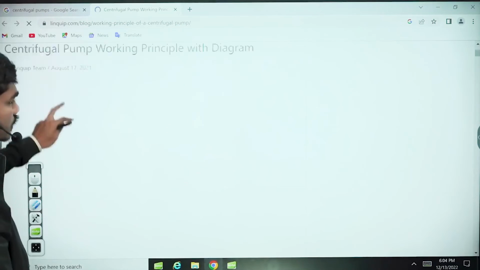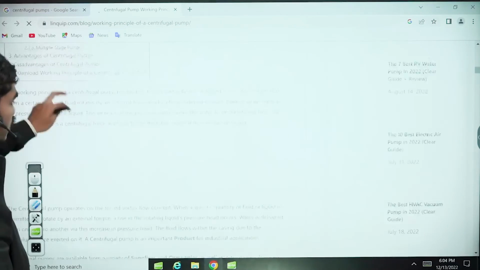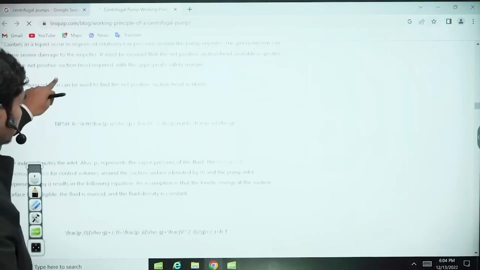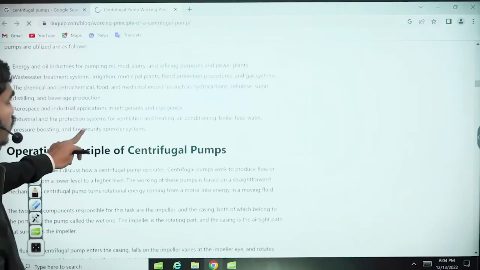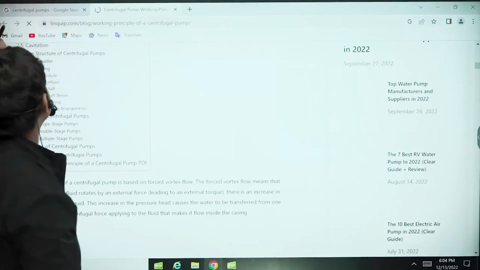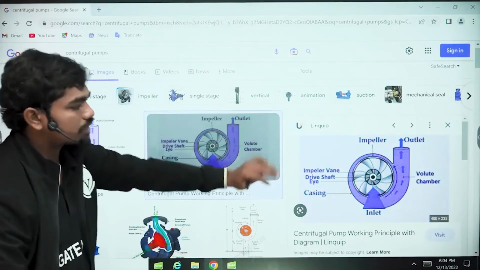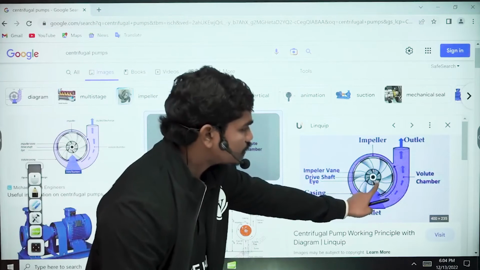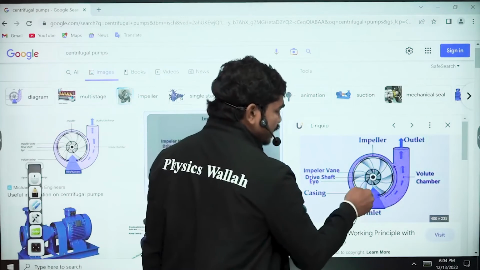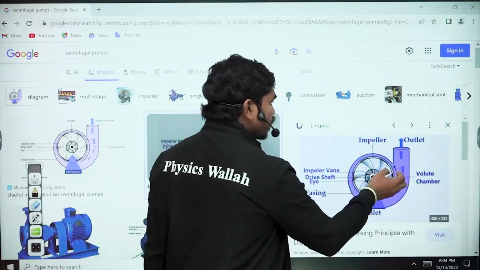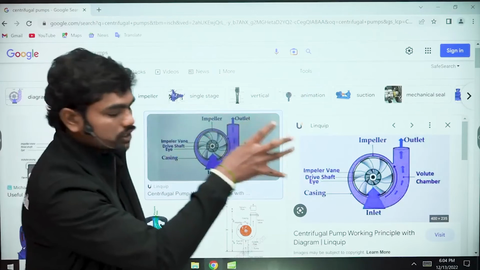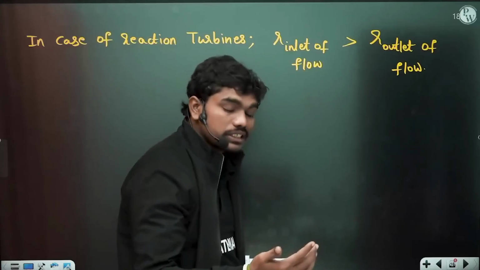Maybe the diagram is taking some time to get loaded. But the main idea is, I'll explain somewhere here where we can see the diagram. At least you can see the inlet is given from this location, the outlet is given at higher radius, correct? Whenever the fluid is entering, the radius is actually low, and at outlet this has a higher or larger radius, basically, because there the story is different.